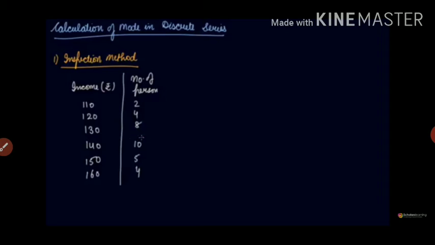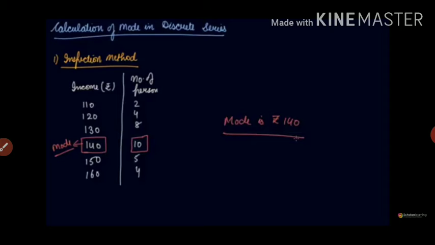The highest frequency is 10. So there are 10 persons who have the income of 140, and these are the highest. So this is the simple inspection method, that the mode is rupees 140. Your income value, so the mode is rupees 140.